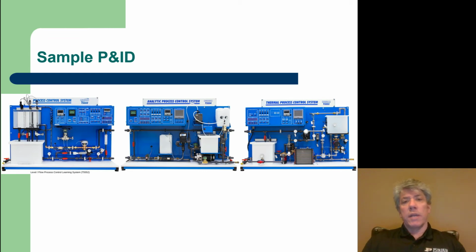And what the one on the left does is it teaches you how to control flow rate and level in a system. And so there's a tank on the left on the upper side that allows fluid to flow down into the lower tank, and then there's pumps and things to move it sort of in a counterclockwise circle. And so you can control the rate of flow.